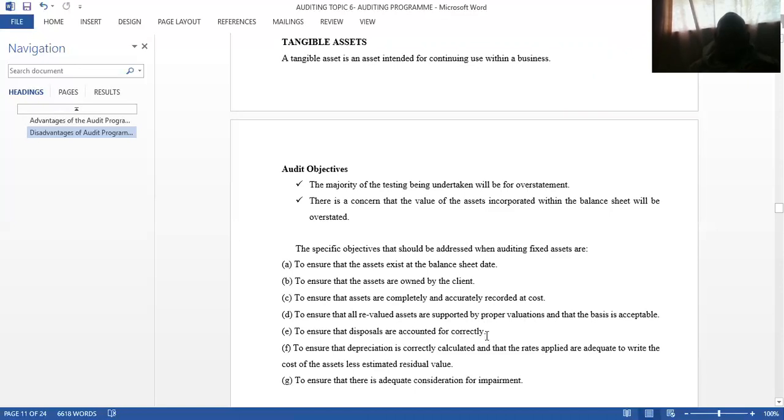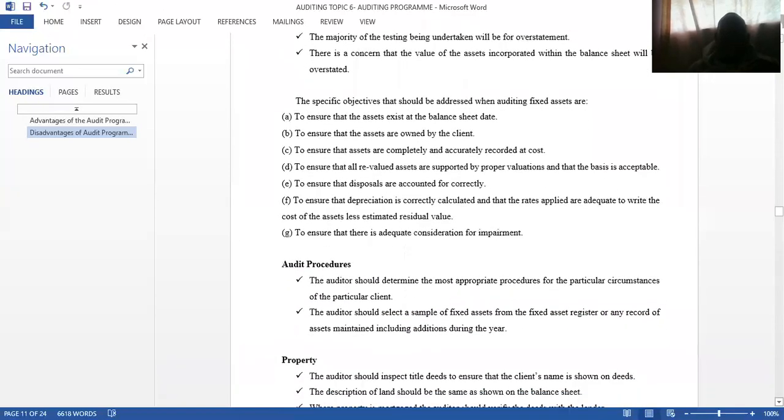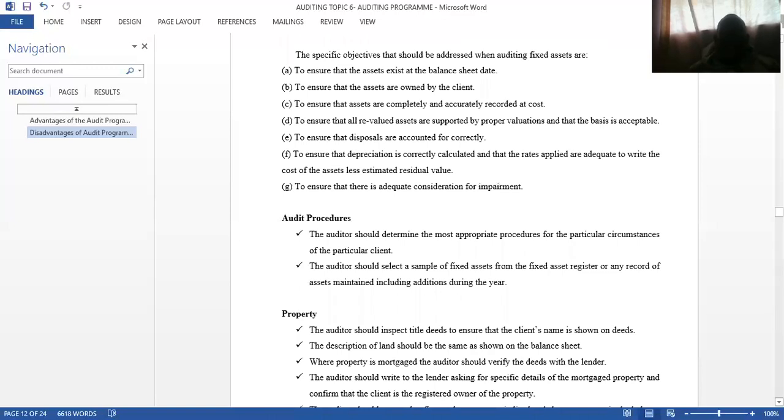Ensure that disposals are accounted for correctly. If an asset was disposed of somewhere in between the year, then that particular disposal should also be authorized and should be accounted for correctly. Ensure that the depreciation is correctly calculated and that the rates applied are adequate to write off the cost of the assets less estimated residual value. Lastly, ensure that there is adequate consideration of impairment, which are actually the assets which are not in use. Now, how would you confirm all those procedures?